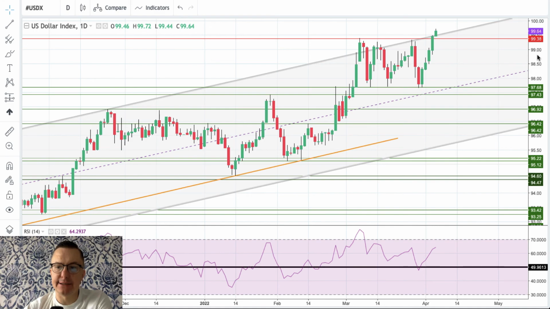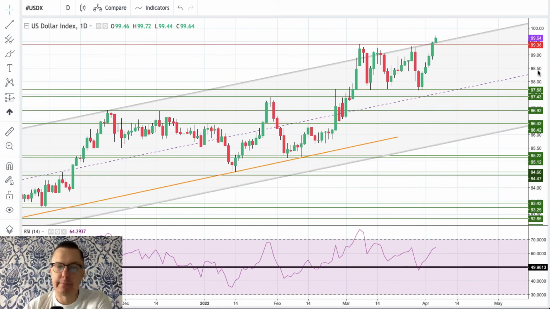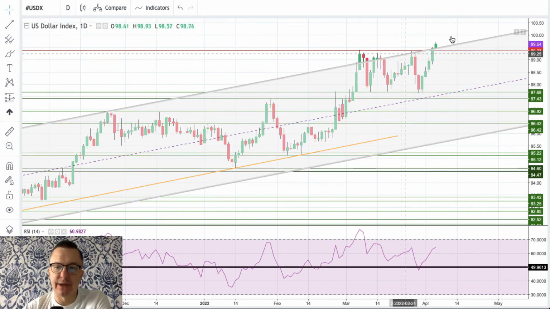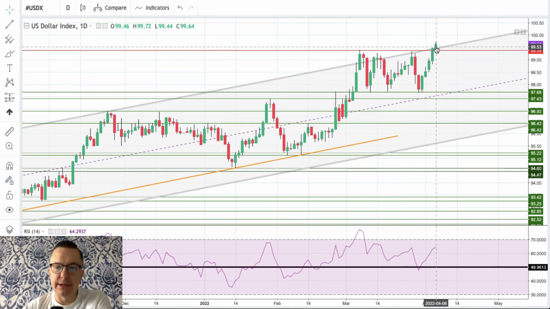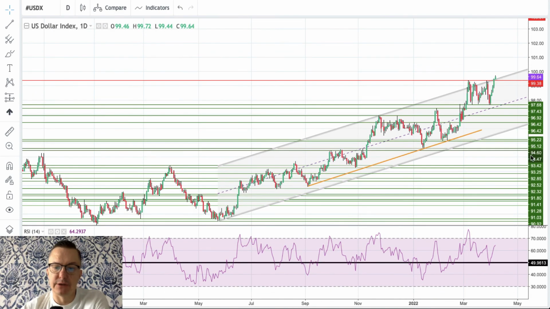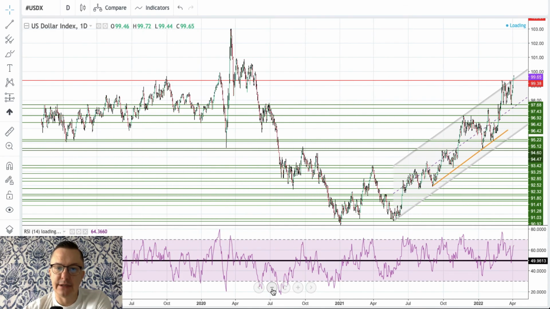So this is the next target for bulls, of course, the round level of 100. Please notice the fact that the market is trading right now out of the channel. If we zoom out, we can see that this is a very important channel, because this is an almost 1 year old ascending channel, when the US dollar is appreciating across the board. So the next target is 100.